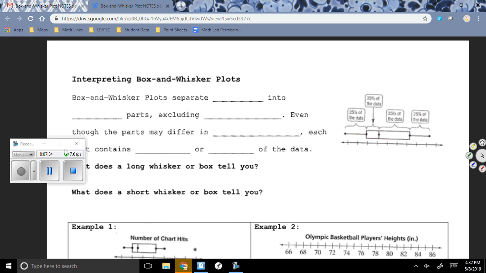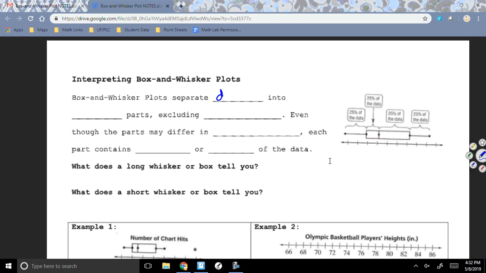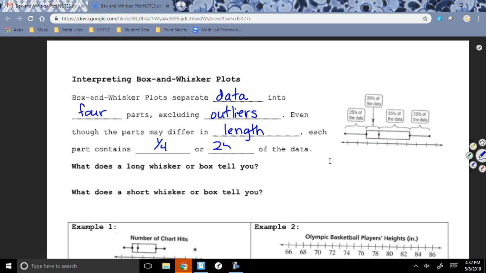So first off, interpreting box and whisker plots. Why do we make these math pictures? Well, it helps us to separate data into 4 parts, excluding outliers. Even though the parts may differ in length, each part contains 1/4 or 25% of the data.